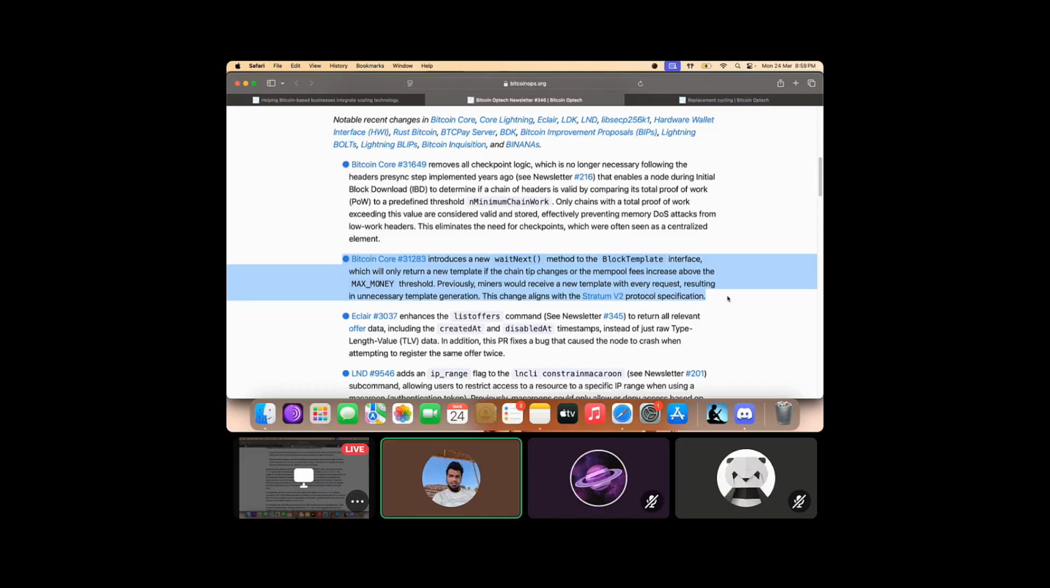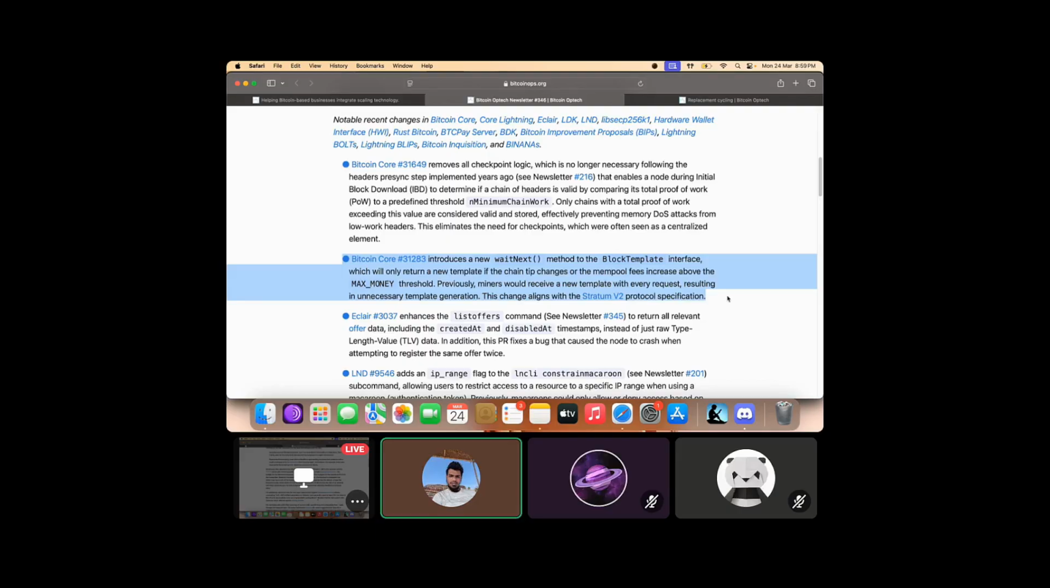If any of you are home miners, and if any of you create your own templates, and have checked your logs, you'll see that your node will constantly create new templates. Like every second, every few seconds, your node will constantly create new templates, right? What this PR does is that your node will not constantly create new templates. It will only create templates in certain edge cases.